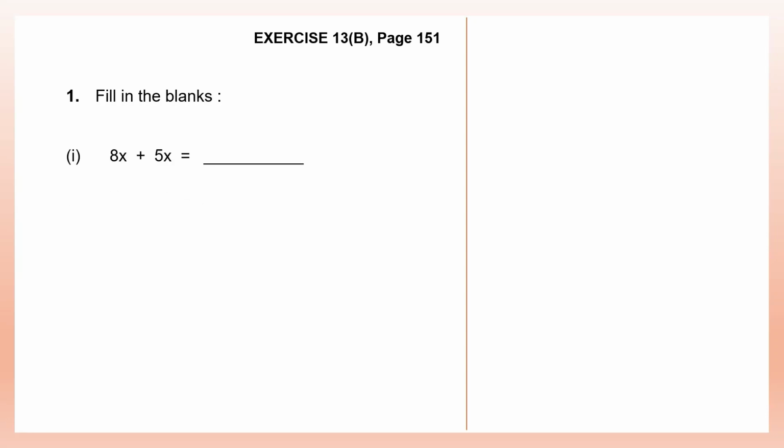8x plus 5x. So in this chapter we are doing addition and subtraction. There are certain rules to be followed when you do addition in algebra. We can only add like terms. Unlike terms cannot be added. We can only add like terms to get a single term as an answer. Addition and subtraction, we follow the same rules.